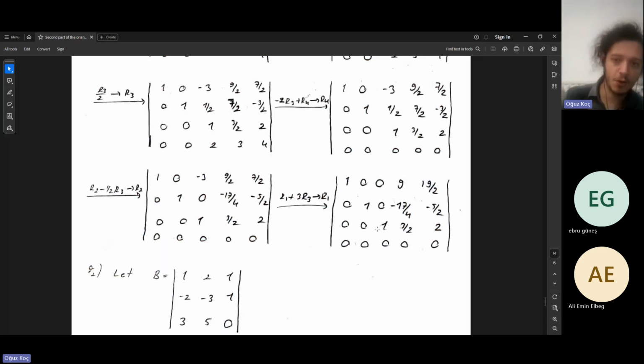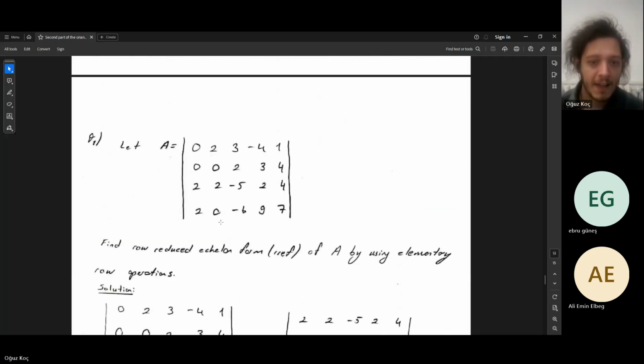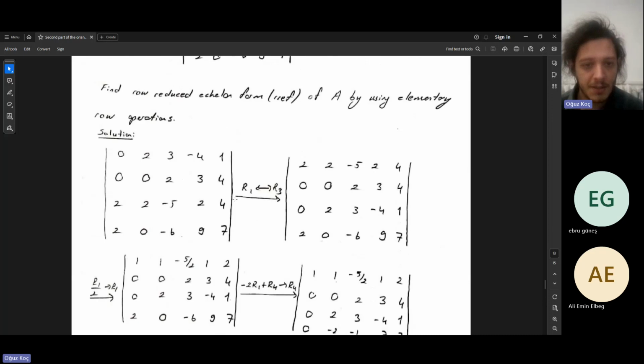We want to transform the starting matrix, the beginning matrix, to this version. For this, we start by, in this case, changing the rows of the first and the third rows. We want to just change the places of the first and the third rows.